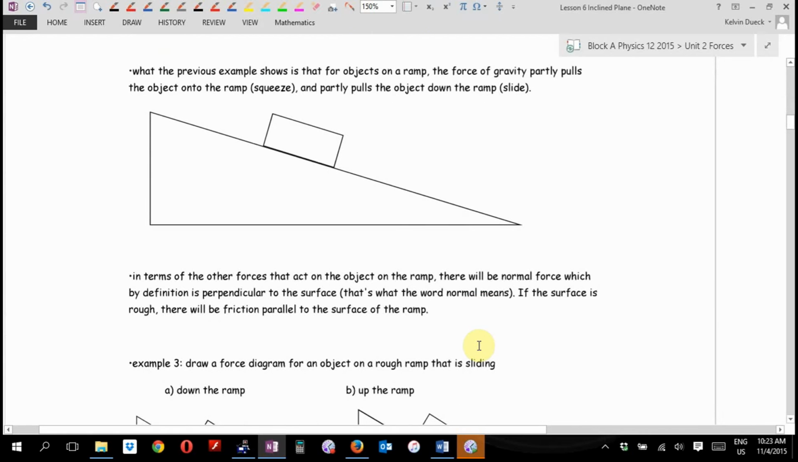What this shows is that for objects on a ramp, the force of gravity partly pulls the mass into the ramp and partly pulls the mass down the ramp. And how big each of those parts is depends on your angle. If you're at 90 degrees, all of gravity is pulling you down the ramp. Nothing's pulling you into the ramp. If you're at 0 degrees, all of gravity is pulling you into the ramp. Nothing's pulling you along the ramp.